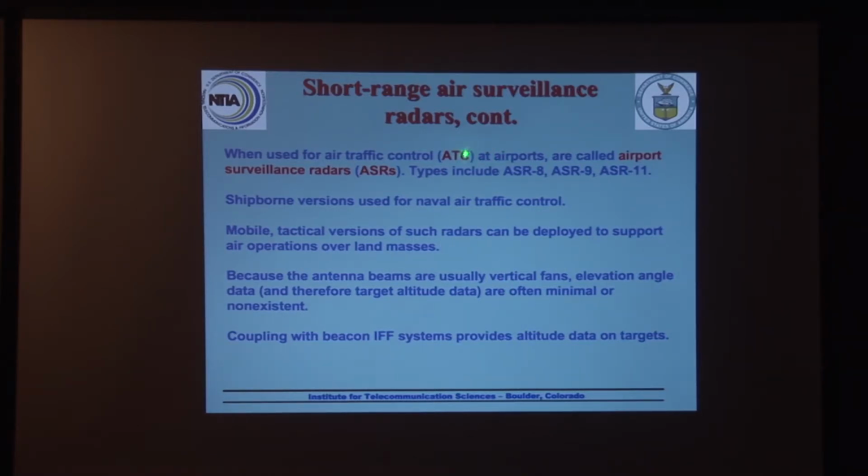These types of radars are often used for air traffic control at airports. They're called ASRs, Airport Surveillance Radars. Models in use in this country right now are the ASR-8, the ASR-9, both of which are tube-type radars with klystrons, and the ASR-11, which is a solid-state radar. Shipborne versions are used for naval air traffic control, and there are mobile tactical versions of these types of radars that can be deployed at locations around the world.